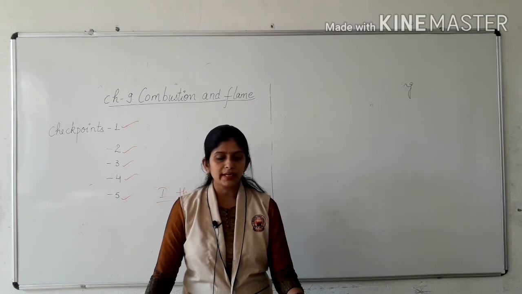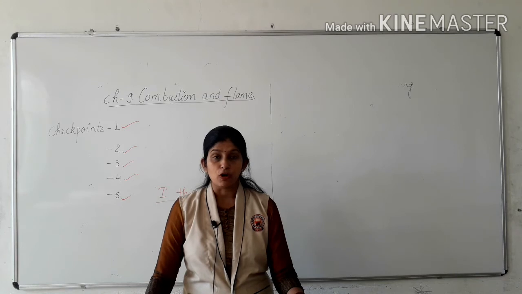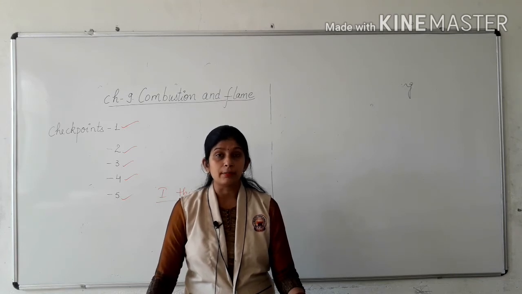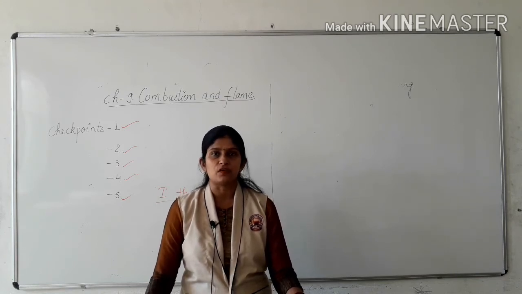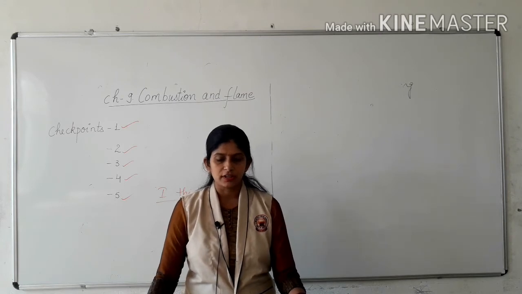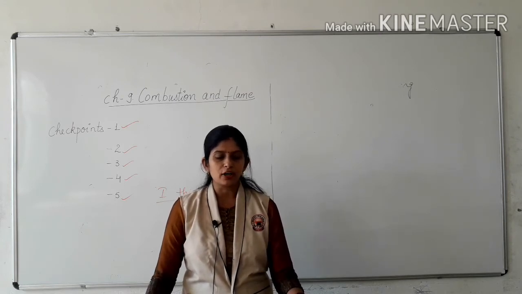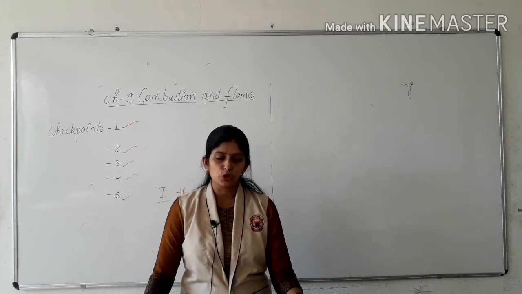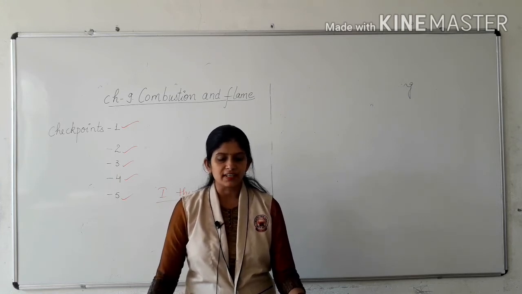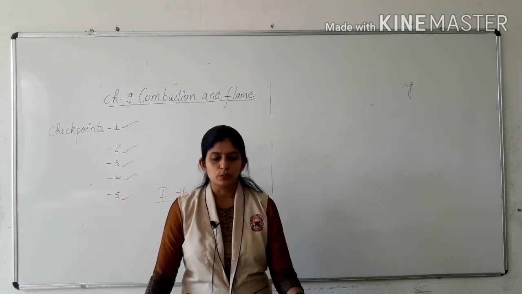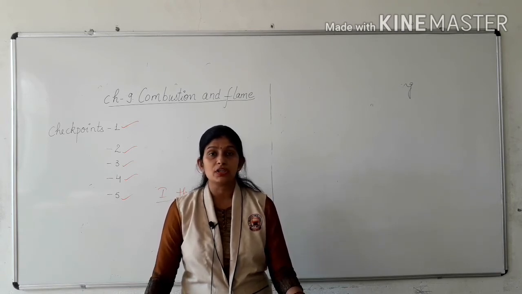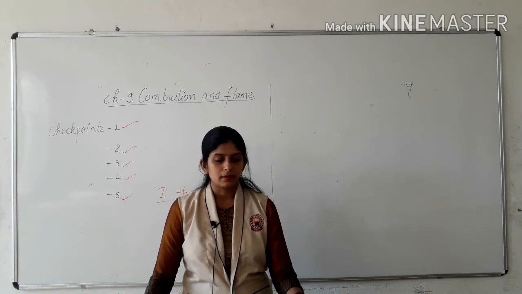True. Seventh, during incomplete combustion, carbon dioxide is formed. False. During incomplete combustion, carbon monoxide is formed, not carbon dioxide. So it is false. Eighth, covering a burning object with sand cuts off its oxygen supply. True. Ninth, a soda acid fire extinguisher can be used to put out all kinds of fires. False. It cannot be used in oil fires.